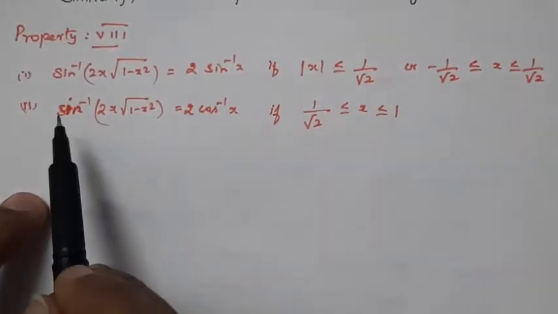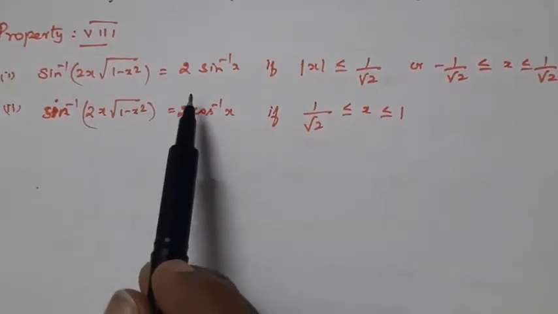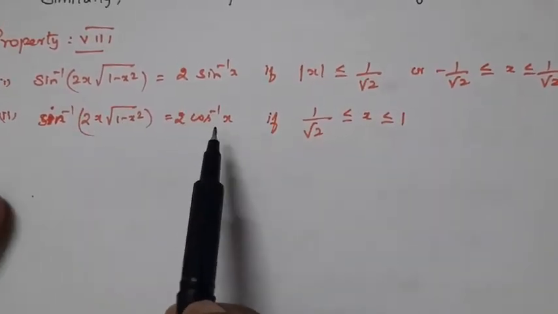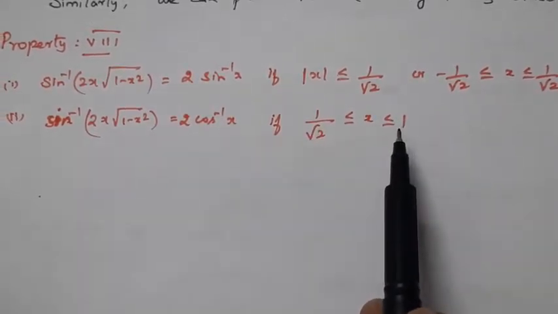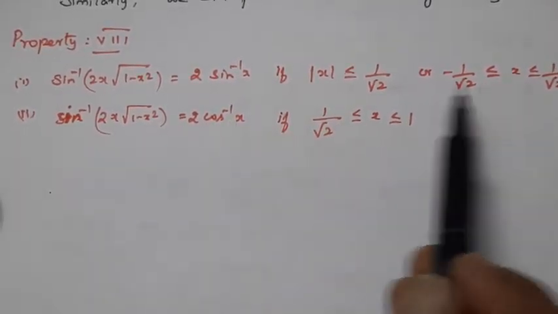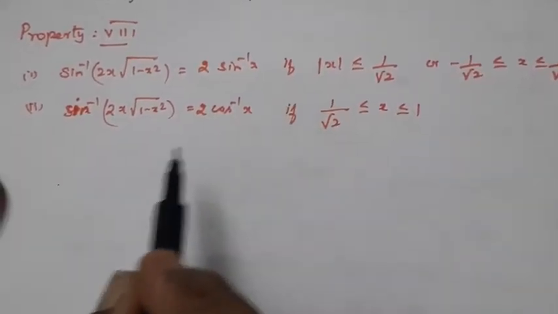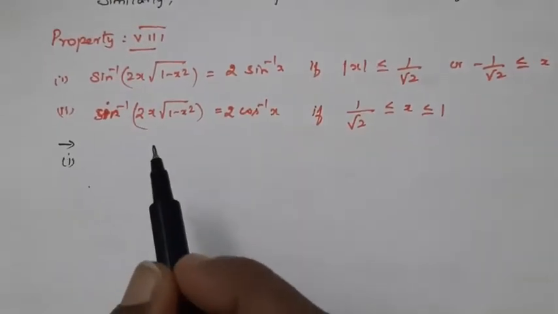And the second identity is sin inverse of 2x into root of 1 minus x squared is also equal to 2 times cos inverse of x, only if x lies between 1 by root 2 and 1. So, if this condition holds, we have 2 cos inverse of x, and if the other condition holds, we have 2 sin inverse of x. So, let us prove this. Let us prove the first identity.